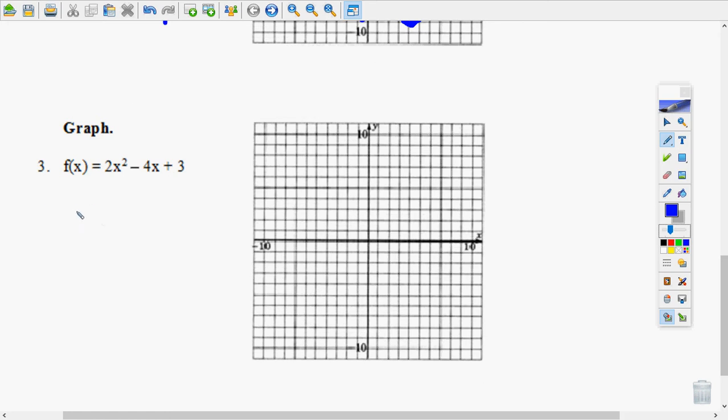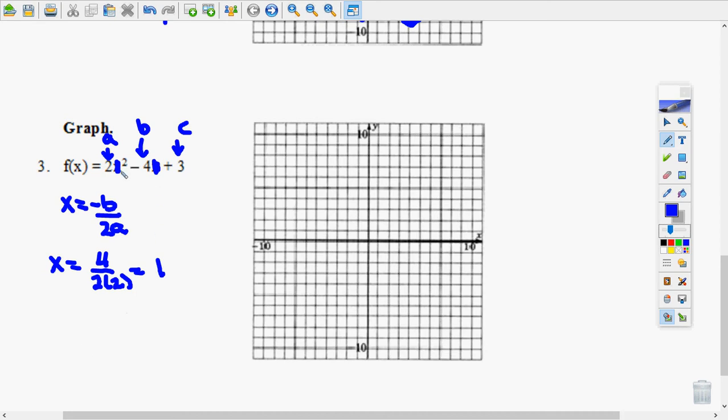Number 3 is in standard form. So x is equal to the opposite of b over 2a. This is a, this is b, and this is c. So x is equal to the opposite of b, which is -4, so that would be +4, over 2 times a, which is 2. So x is equal to 1. Then you take 1 and you plug it into the equation and you multiply. 1 squared is 1. 1 times 2 is 2. So we have 2 minus 4 plus 3, which would be 1. So our vertex is at 1, 1.